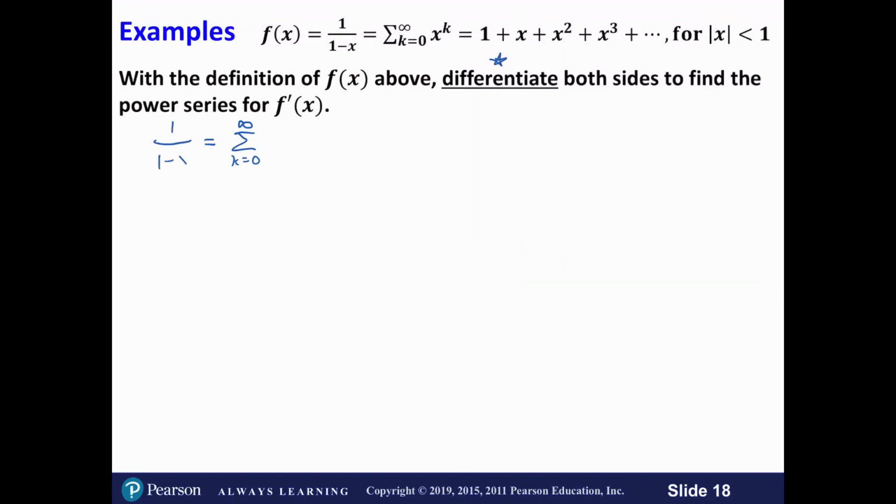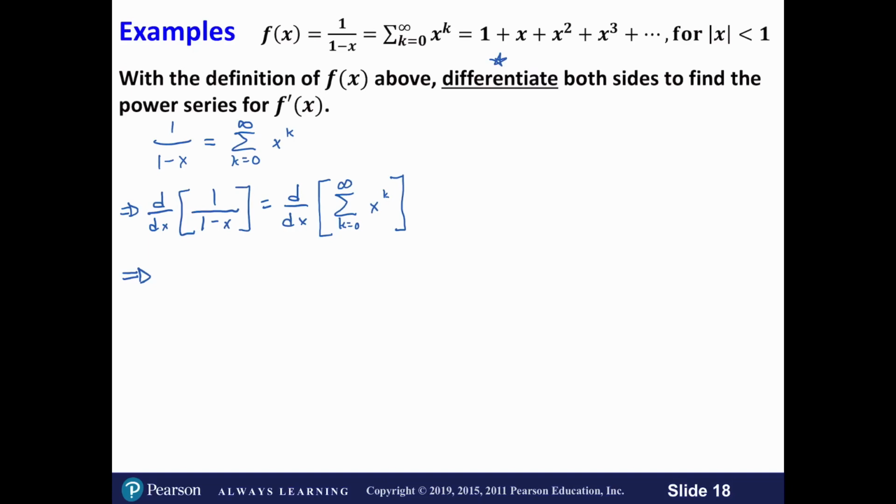1 over 1 minus x is equal to this thing. So this implies that we can take the derivative of both sides. So let me take the derivative of this guy like that. All right, so first of all, the derivative of the left-hand side, we can use the quotient rule here.